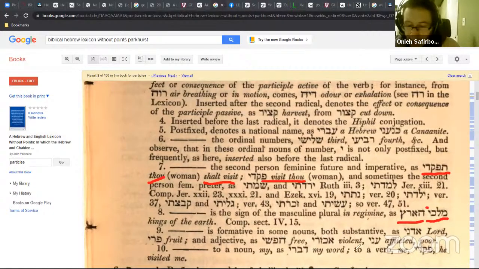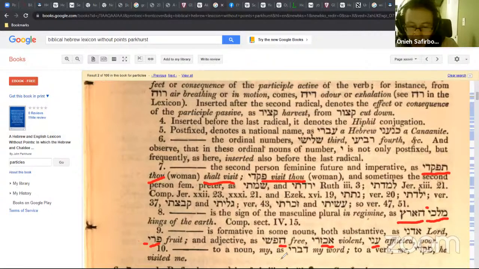And at the end of some nouns, again, it's like an ite. It's like, you know, the word in English dynamite. It's an instance of it. So you have fruit, which is pari, and free is hafashi. Violent, akzari, and afflicted or poor is ani.